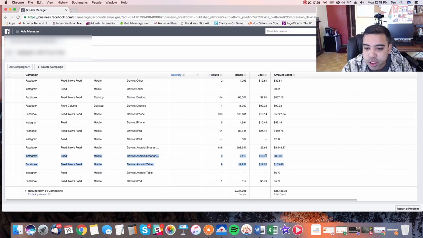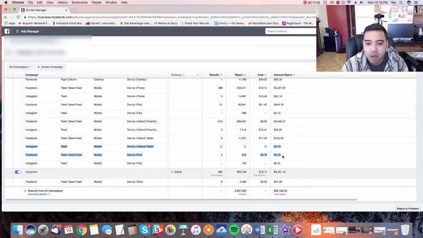For example, $15. We're finding out that Instagram feed on mobile with smartphone Android, we want to exclude this from our campaign. We're going to exclude Android tablets on the Facebook newsfeed because it's just costing us too much money. But on the other hand, for example, iPod, we saw this, well, this is just really not enough data. Obviously, someone who purchased from their iPod only cost us $5.79, but it's not really enough data to be able to determine whether or not we're going to pursue that campaign.